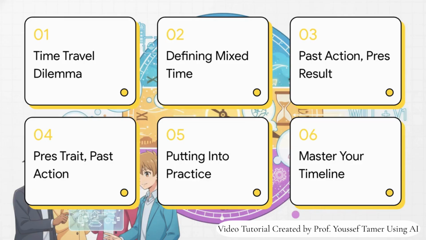Here's our clear roadmap for untangling the messy reality of mixed tenses. First, we have the time travel dilemma. Then, defining mixed time conditionals. Third, past action, present result. Fourth, present trait, past action. Fifth, putting it into practice. And finally, number 6, master your grammar timeline.